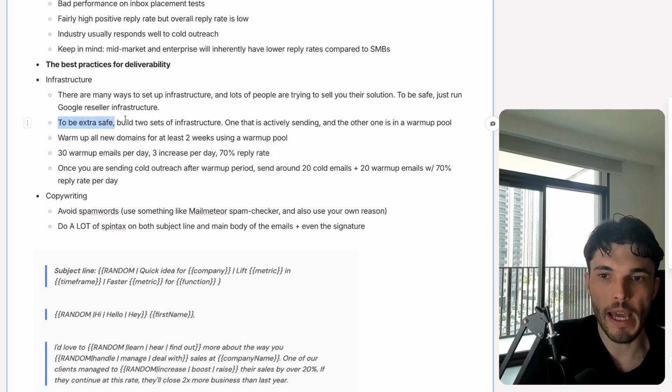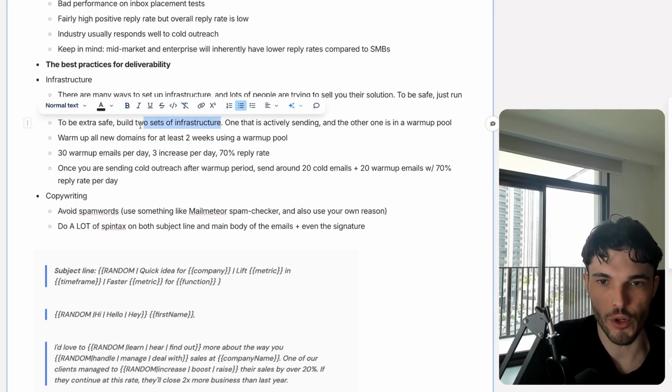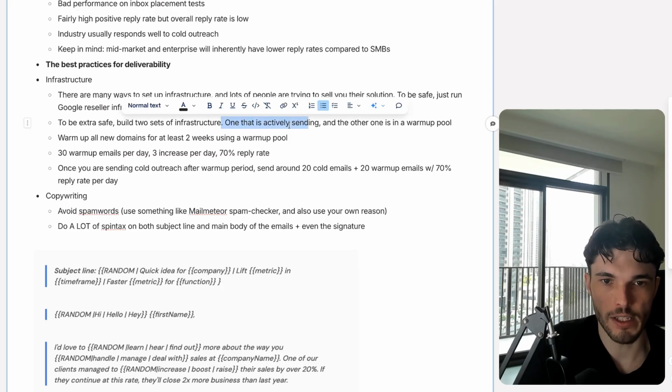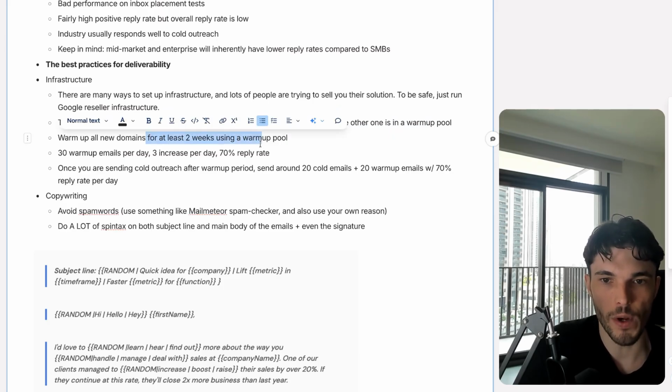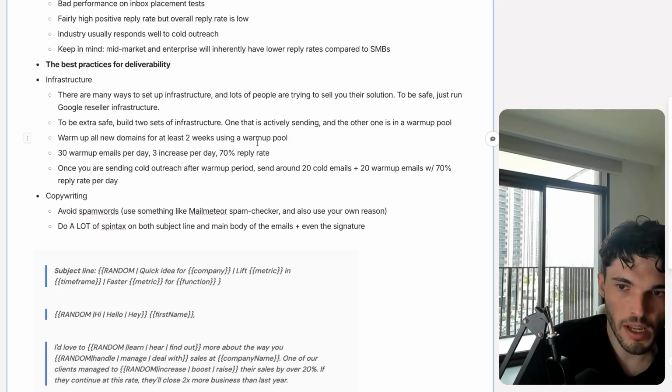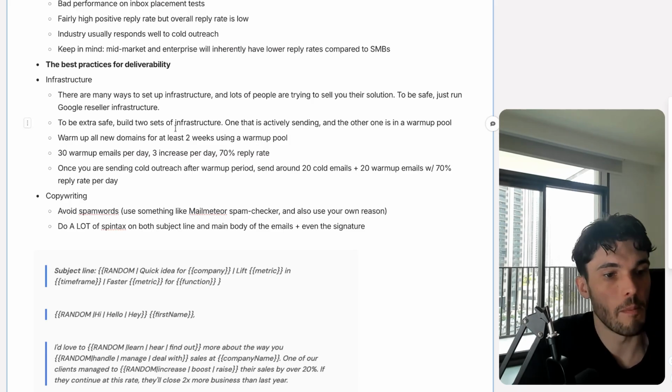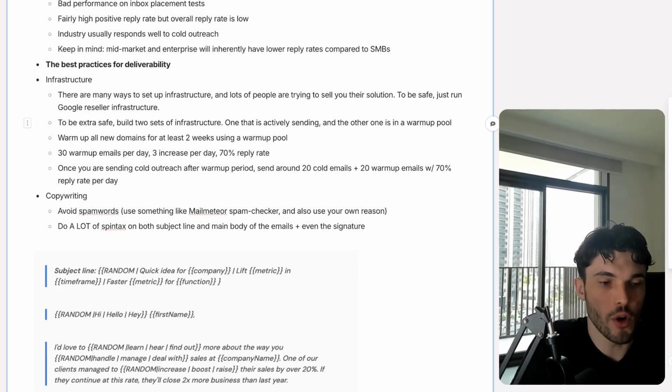So to be extra safe, if you really want to be safe with email deliverability and cost is not really an issue, you can set up two sets of infrastructure, right? So you have one that's actively sending, and then you have another part of the infrastructure which is in a warm-up pool. And then basically you rotate these domains every 2 weeks, right? And so one part of your infrastructure is always going to be in a warm-up pool. The other one is going to be actively sending cold emails.